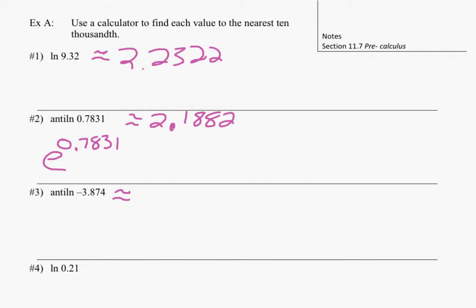For 3 and 4, 0.0208 and negative 1.5606. Questions? Pretty simple. Example B.